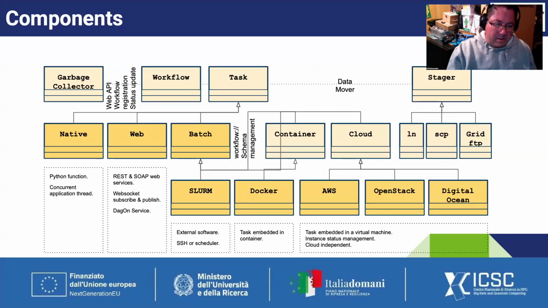The state of DAGonStar, and some components are really stable. For example, all the batch, Slurm, and the cloud subsystem is very stable.